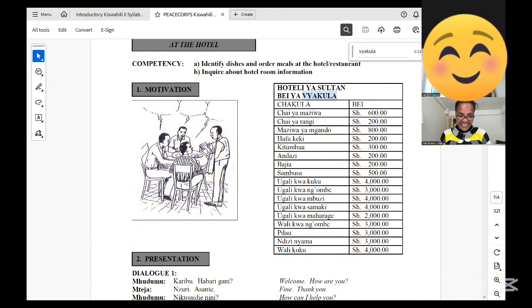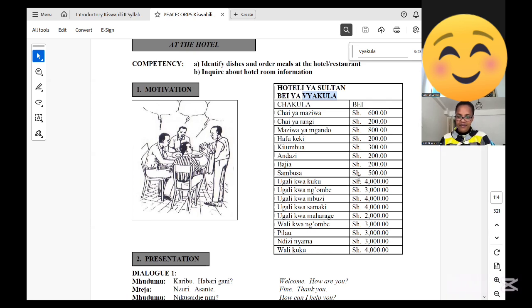Which is very good. Ugali kwa kuku. So that's the porridge with chicken. Yeah. Ugali kwa ngombe. Porridge with, I think it's beef, right? Yes, ngombe. Cow meat, of course, beef. Yeah. Ugali kwa mbuzi. Porridge with goat. Very good. Ugali kwa samaki. Porridge with fish.